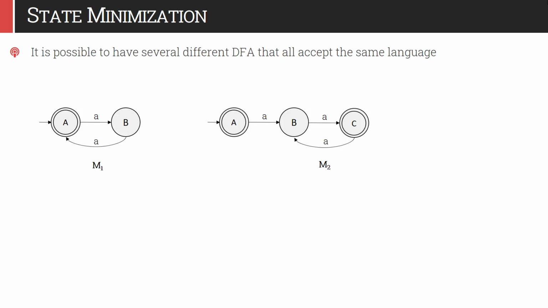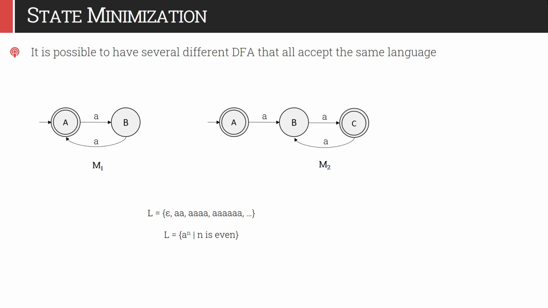If we read 1 A, both will reject it. When we read the second A, both will accept. For the third A, both will reject. For the fourth A, both will accept. So if we continue in this way, then we can realize that the language accepted by both the DFAs is the same. That is epsilon, AA, 4A, 6A. In short, both DFAs accept the language having an even number of A.